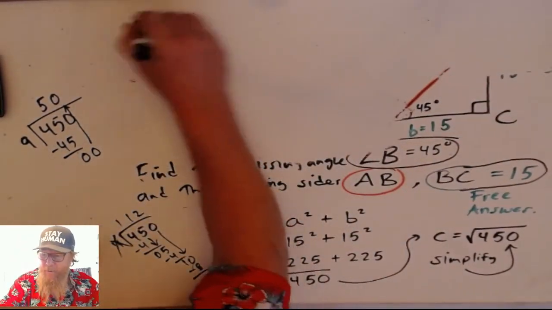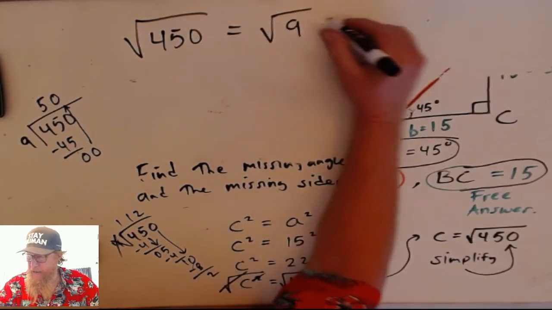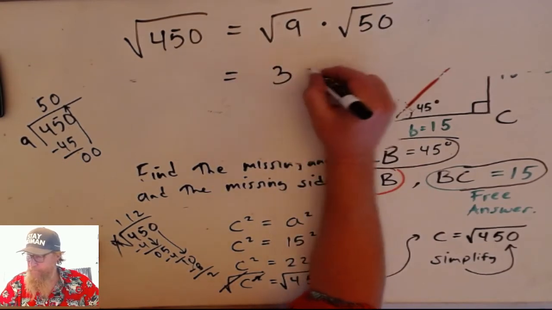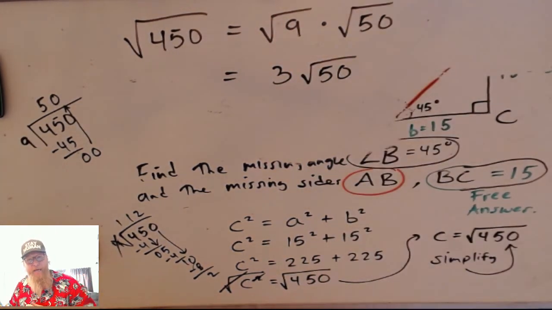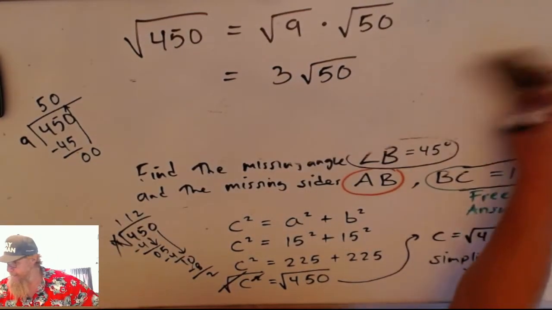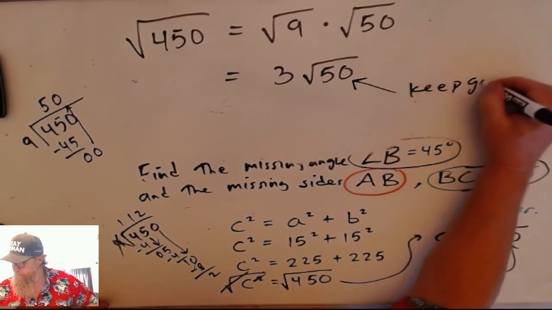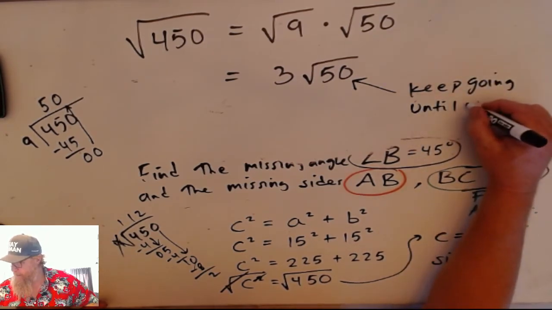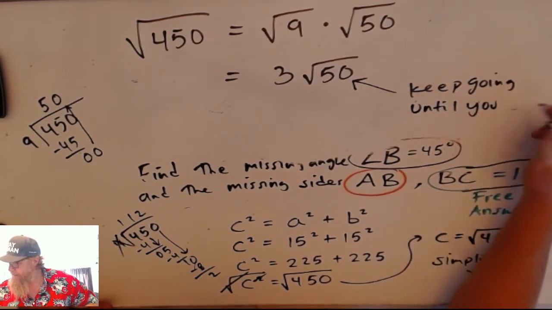So I've got the square root of 450 is equal to the square root of 9 times the square root of 50. So it would be 3 square root of 50. Keep going. Keep going until you must stop, or until you can't go any further.